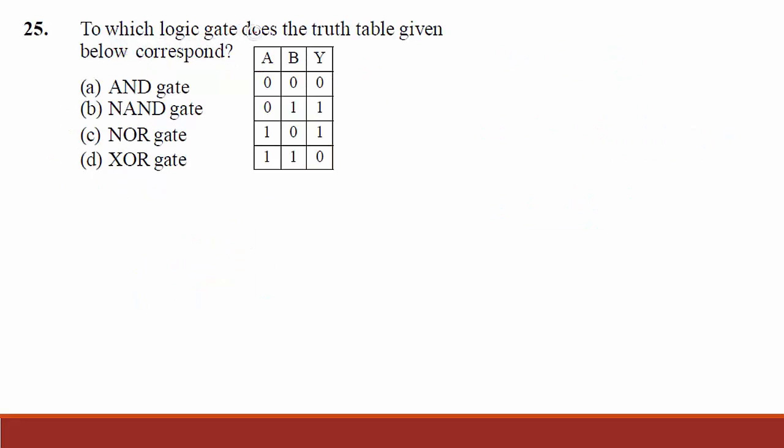To which logic gate does the truth table given below correspond? The options are AND gate, NAND gate, NOR gate and XOR gate. In this truth table, 0 means low and 1 means high. Now coming to the first option, that is AND gate.